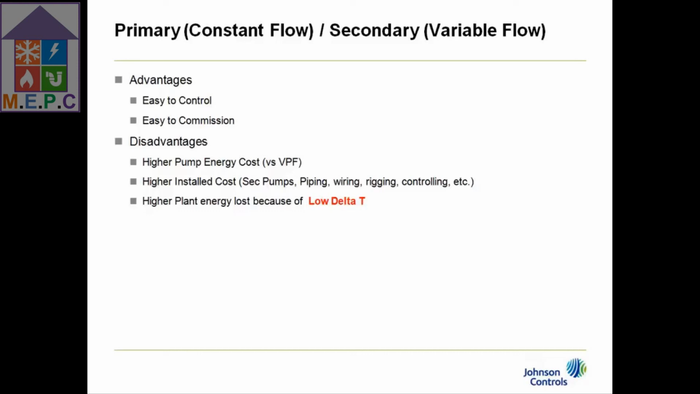Another disadvantage is it has a higher installed cost than a VPF system. You've got secondary pumps because there's two sets of pumps here. Secondary pumps, you have piping for those pumps, you have valving for those pumps, you have rigging and wiring and controls, strainers. All these things are going to increase the cost over a variable primary flow because I need two sets versus just one. And it's more susceptible to low delta T than what variable primary flow is because it can be more forgiving, though it suffers from low delta T as well.